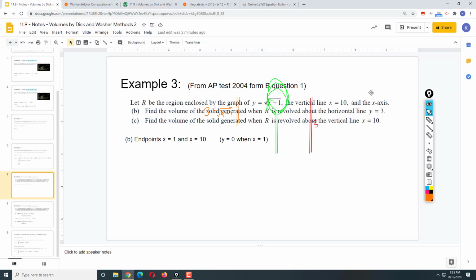So, using the washer method, our volume is going to equal pi times the integral from 1 to 10. Our large volume, which is 3 squared, minus our small volume, which is 3 minus the square root of x minus 1 squared, the whole thing dx.